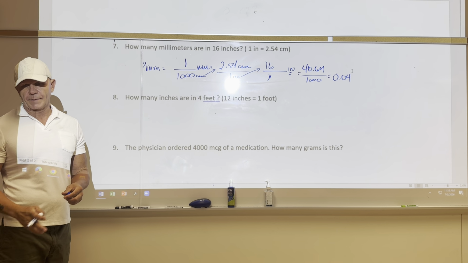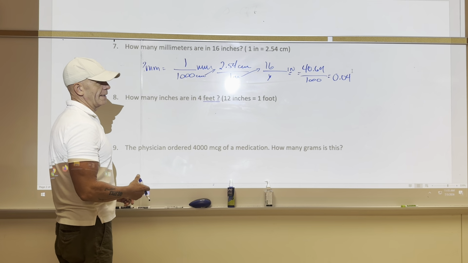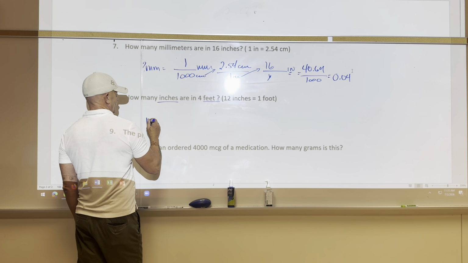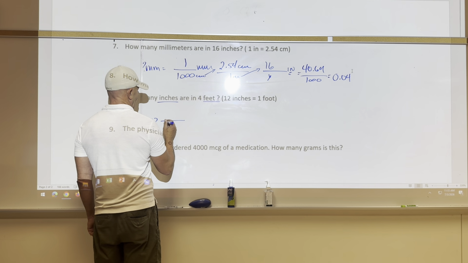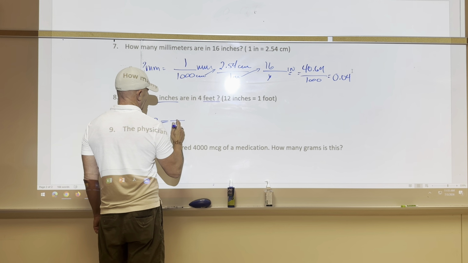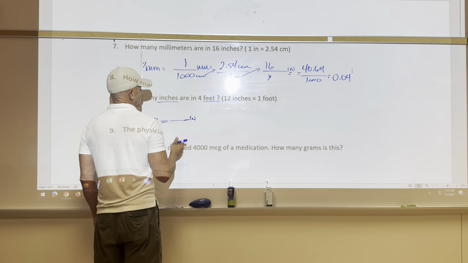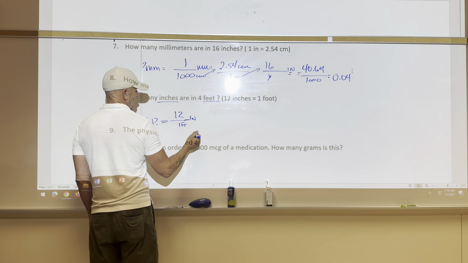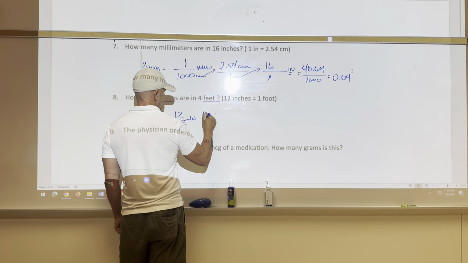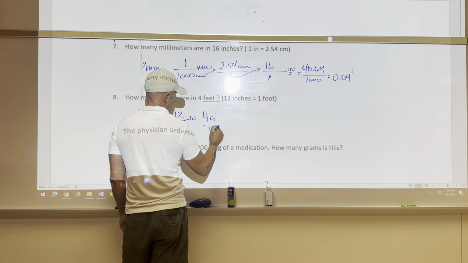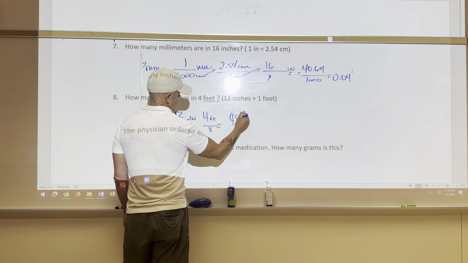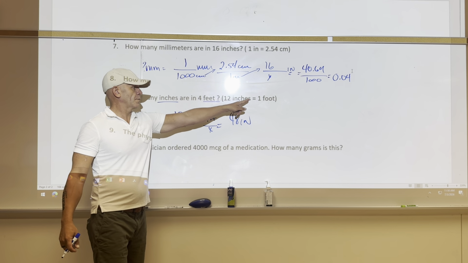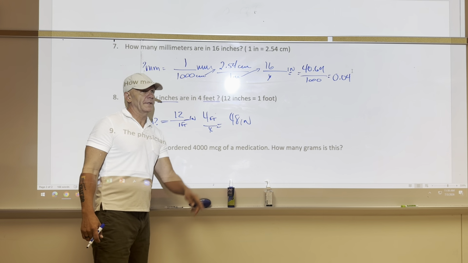Next one, how many inches are in 4 feet, guys? This is a simple one. You should be able to figure this out without even doing your head. We're looking for inches, so first line is going to be inches. 12 inches equals 1 foot. You got 4 feet over X. 48 inches. Guys, look, 12 inches equals 1 foot. How many feet are they asking for? 4 feet. 12 times 4 is 48.